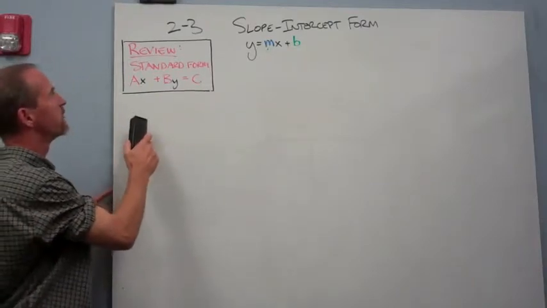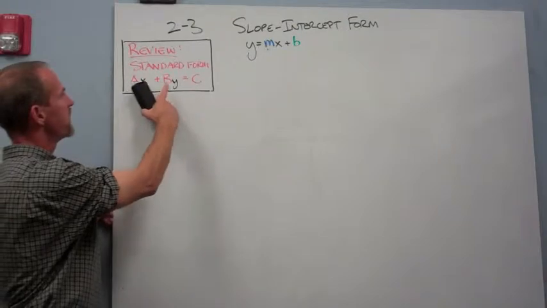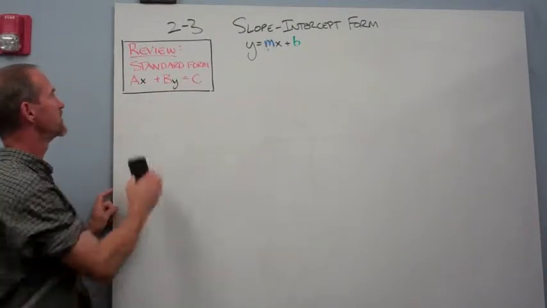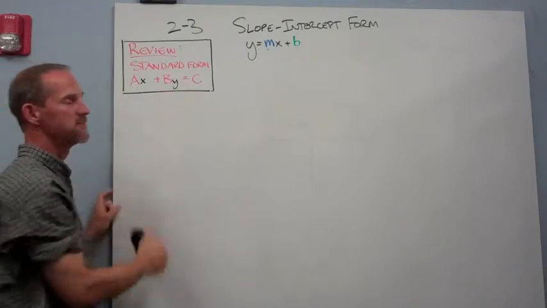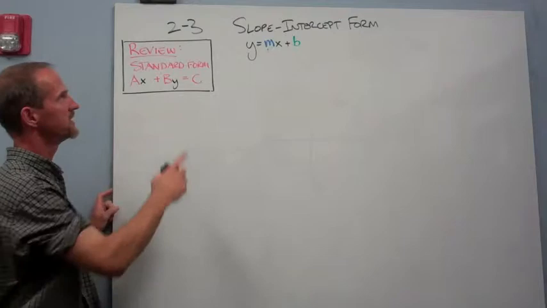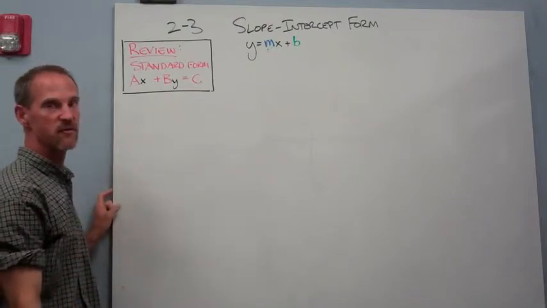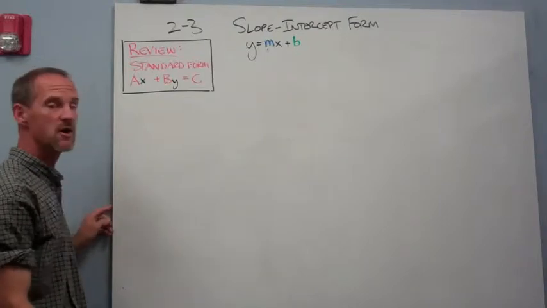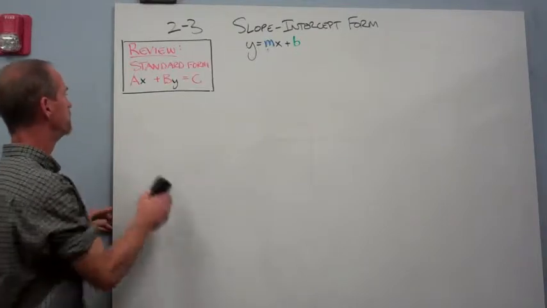Remember, standard form is handy. It gives you a simple way of writing an equation, but it's not one where we can easily picture what's going on. You can't immediately look at these numbers and make a mental image of what that graph is going to look like. We need a form that will do that, and slope-intercept is that form. All right? So before we do that, we're going to do a little bit of review of what is slope.